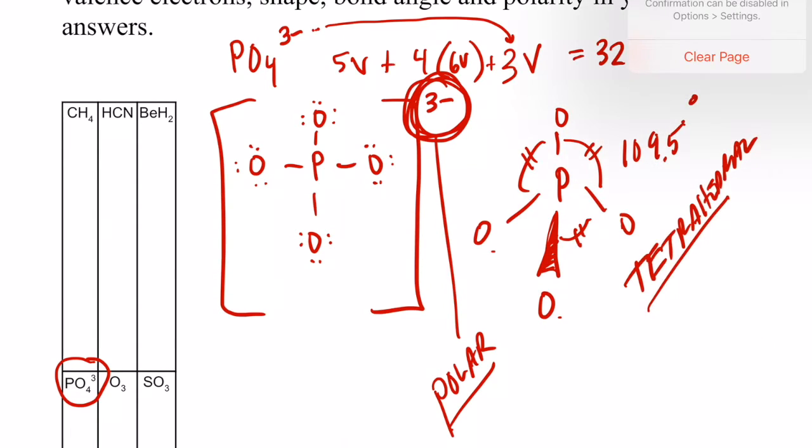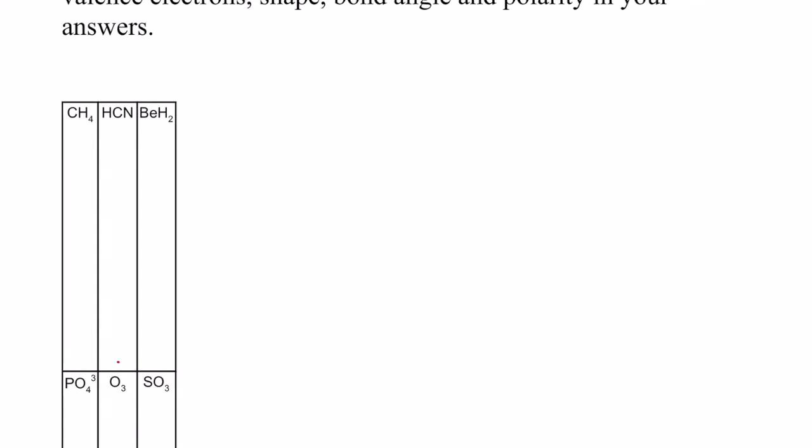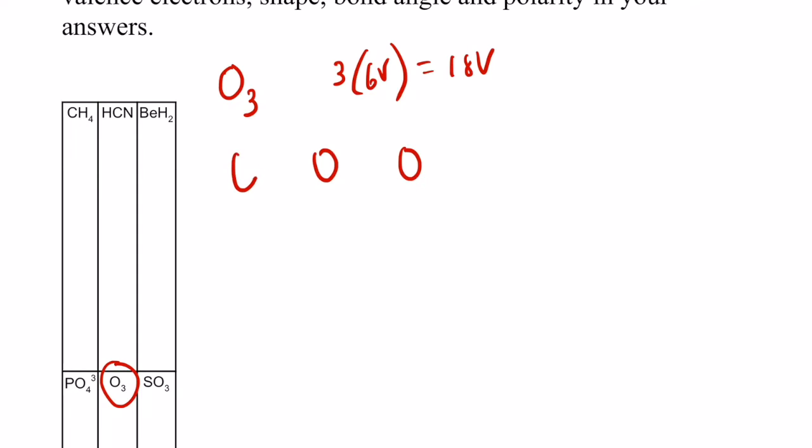Alrighty, next up, O3, right down here. So that's an easy one, O3. We have 3 oxygens, and we just found that oxygen had 6 valence. Remember the last problem? So we have 18 valence that we're allowed to work with here. So we'll put O in the center, right? Sort of a dumb thing to say. We'll put an O on either side.